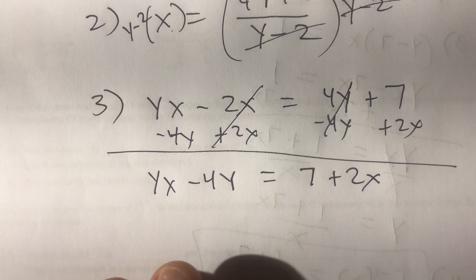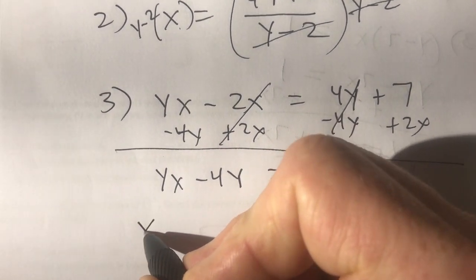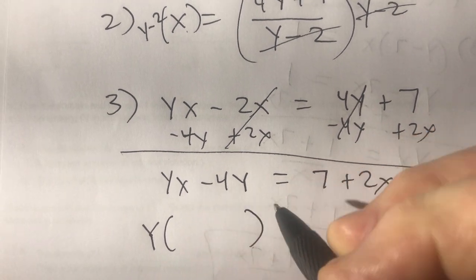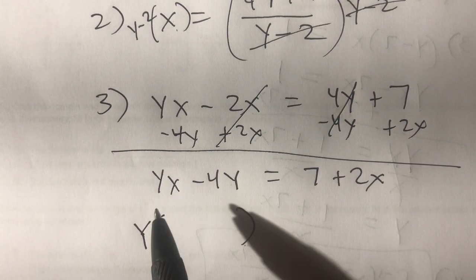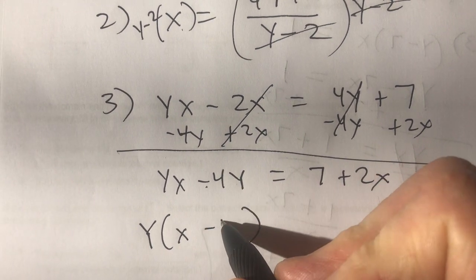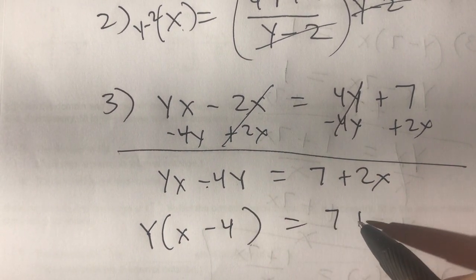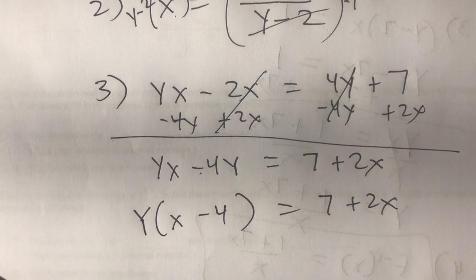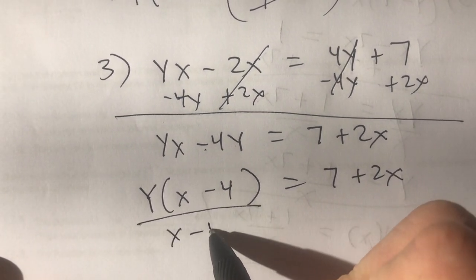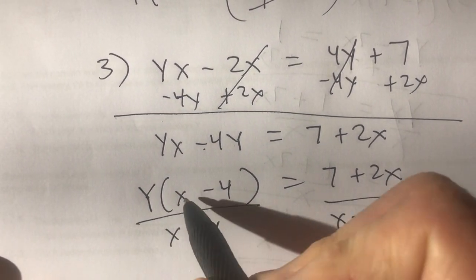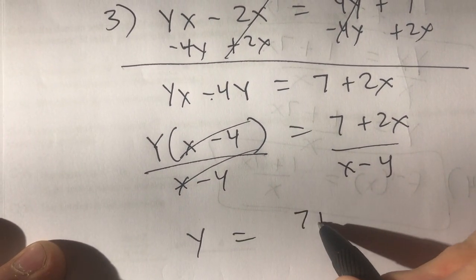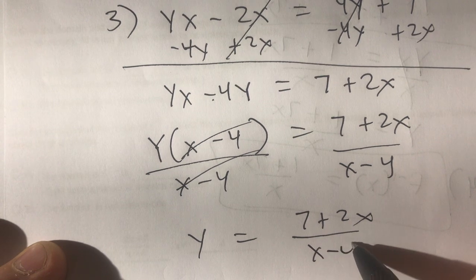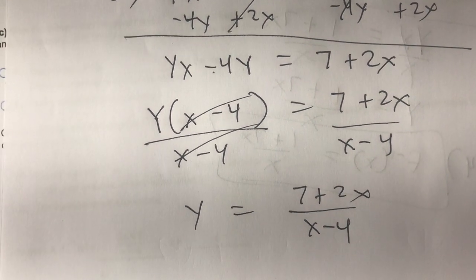Now here's the trick to doing this. I'm going to factor the y out of that expression. I'm going to take my y out of this, which means I'm going to have y times (x - 4). And now I just divide both sides by x minus 4. This will cancel. And there you go, I solved for y.